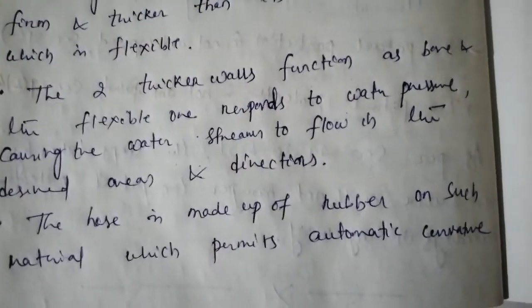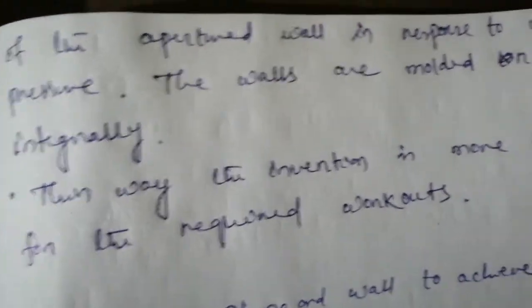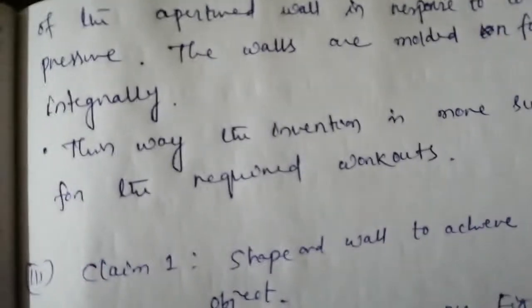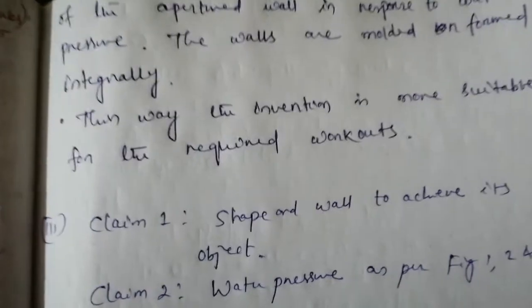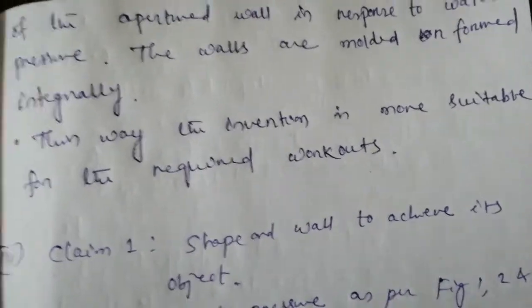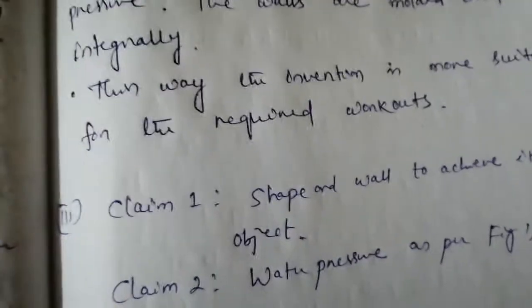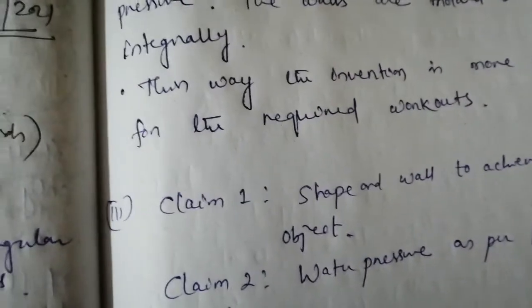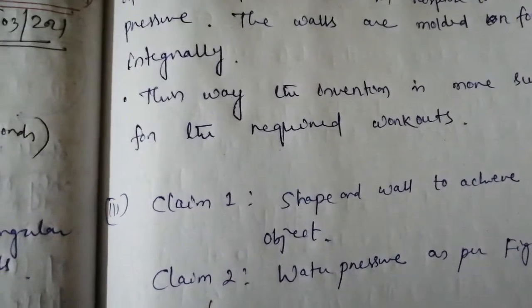The hose is made up of rubber or such material which permits automatic curvature of the aperture wall in response to water pressure. The walls are molded or formed integrally. So this way the invention is more suitable for the required workouts. I have tried to summarize the specification so as to meet the requirements for the abstracts.